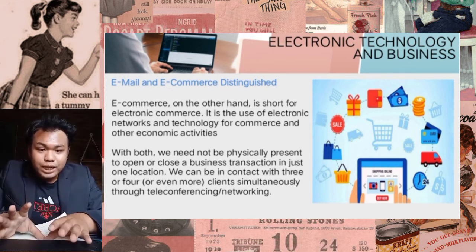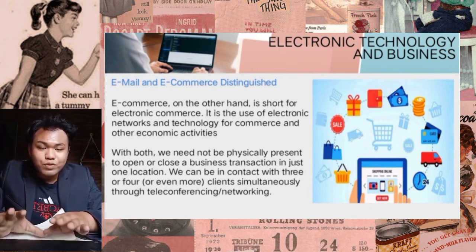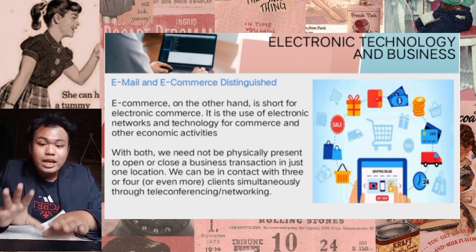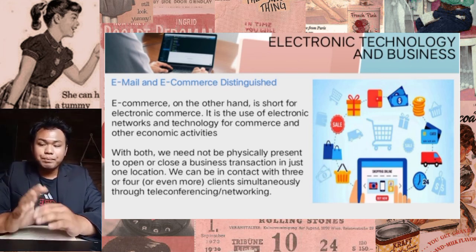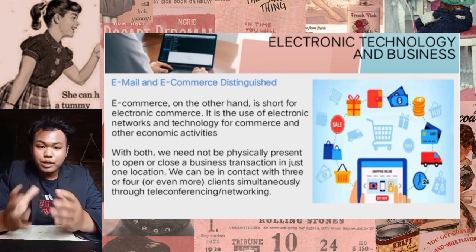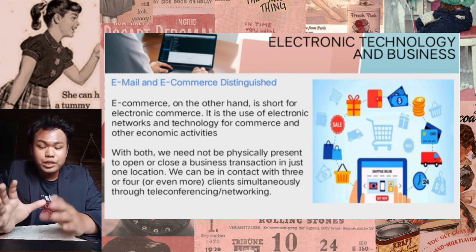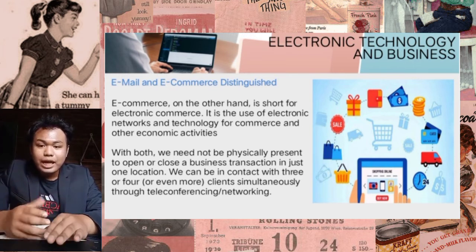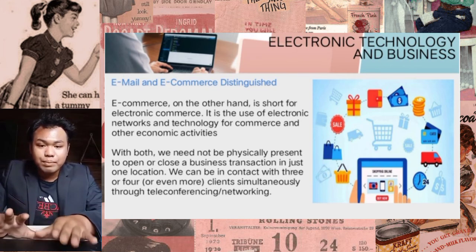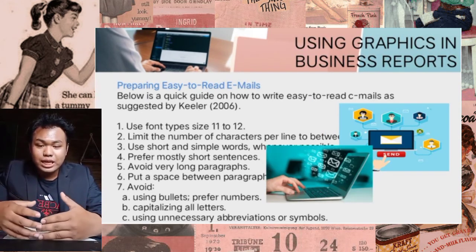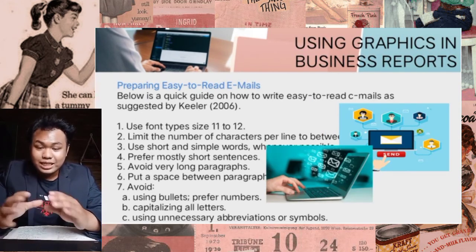Usually email is used to send messages and information to other people, while e-commerce is like a platform being used in businesses. Some examples of e-commerce are Amazon, Myntra, if I'm not mistaken, Mintra, eBay, and other platforms that we are using. Next is preparing easy-to-read email. We have these guides to use in preparing email that is easy to read.